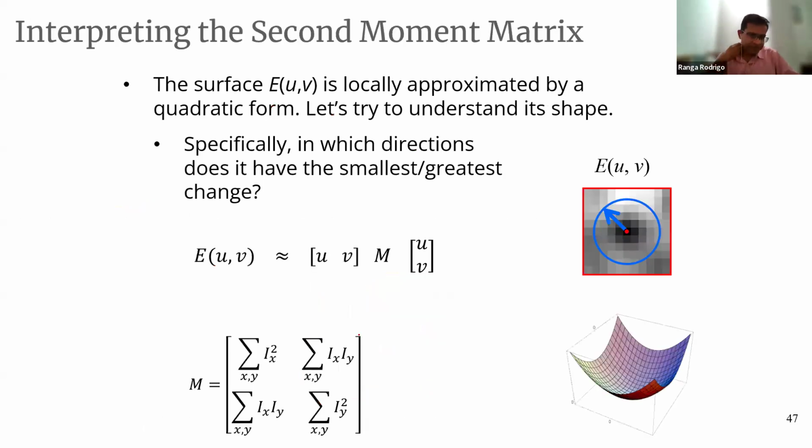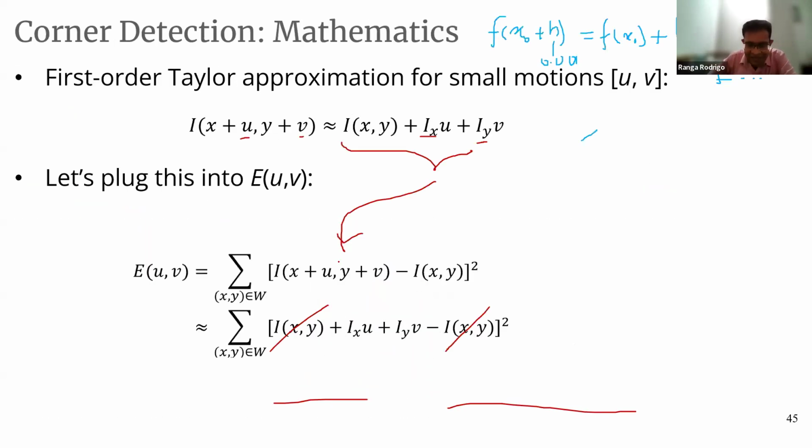We have to sum them over the window, otherwise this cannot lead to solutions. The surface E(u,v) is locally approximated by a quadratic form. It's like a coconut shell. But if you look at it in 1D, let's take this, it's a square. So you can see, right? This square, right?